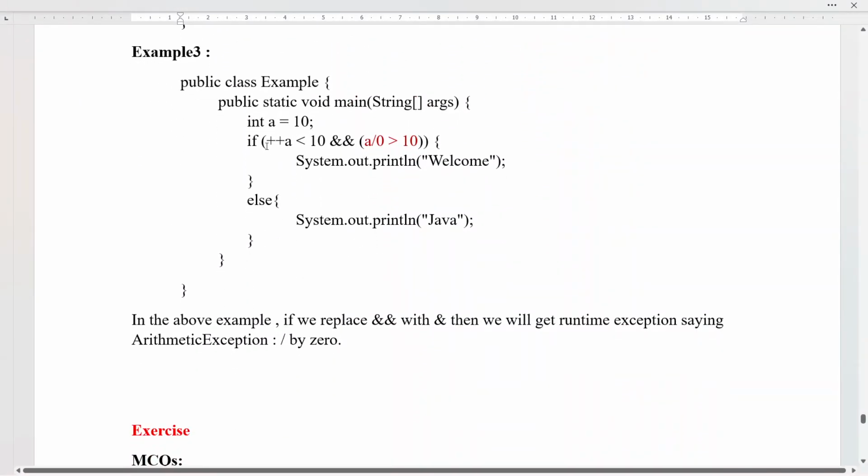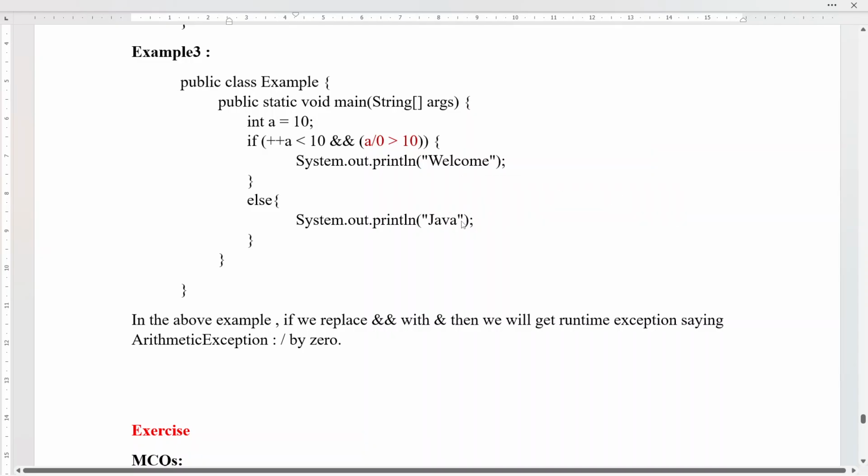int a is equal to 10. Then ++a, pre-increment a. That is, first a is being incremented. a becomes 11. 11 is less than 10, so argument 1 returns false. In case of short circuit AND, if argument 1 returns false, the entire result is false. There is no need of executing the second argument. So here the entire thing returns false. So our output is Java.